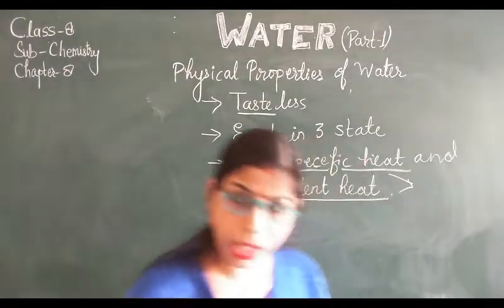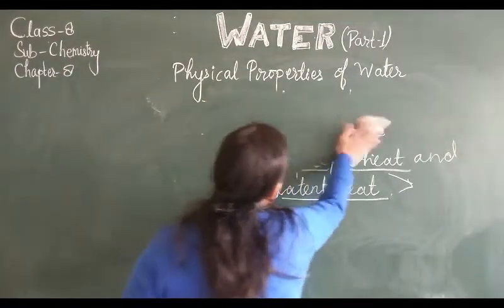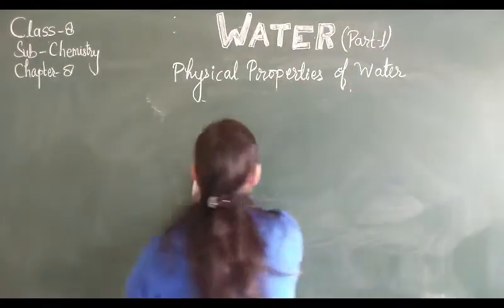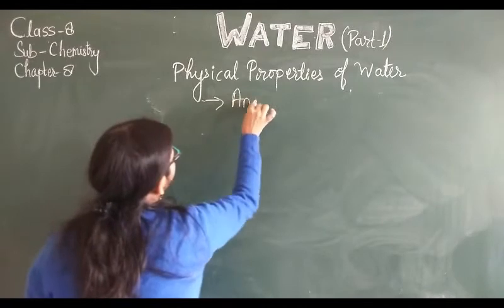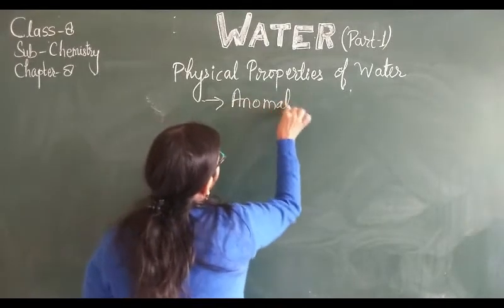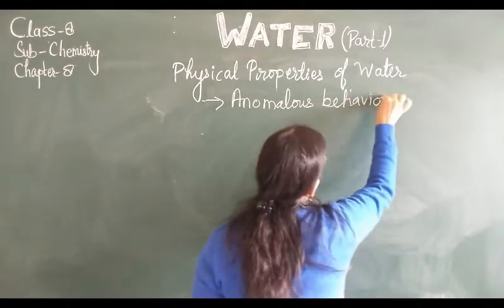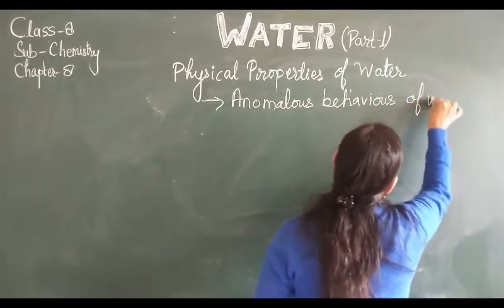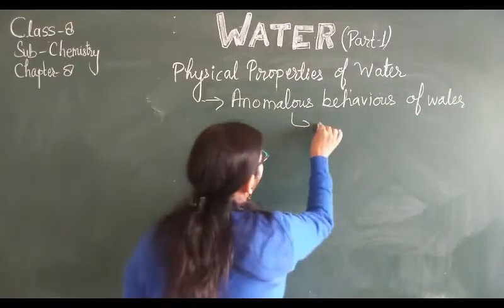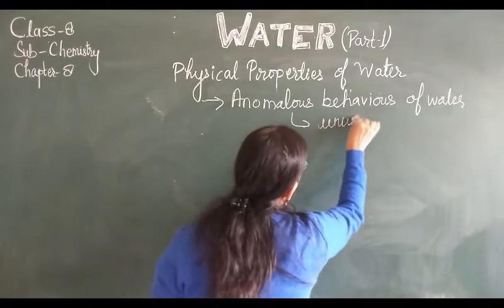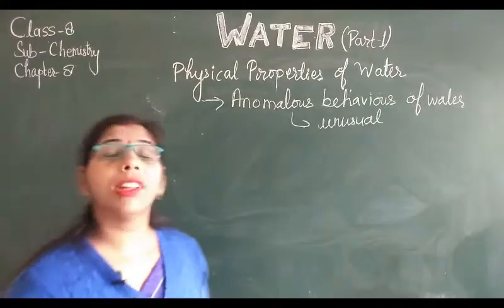Okay. Now let us see another physical property of water, and it is very important, and you also studied this in class 7: the anomalous behavior of water. So the meaning of anomalous is abnormal or unusual. So what is the meaning of this?